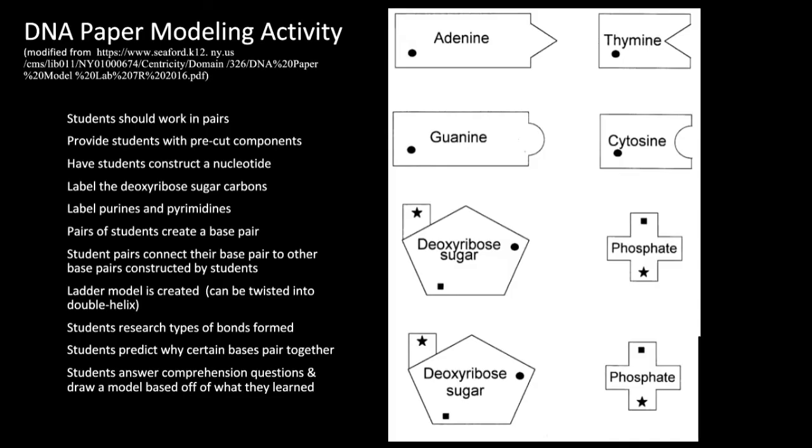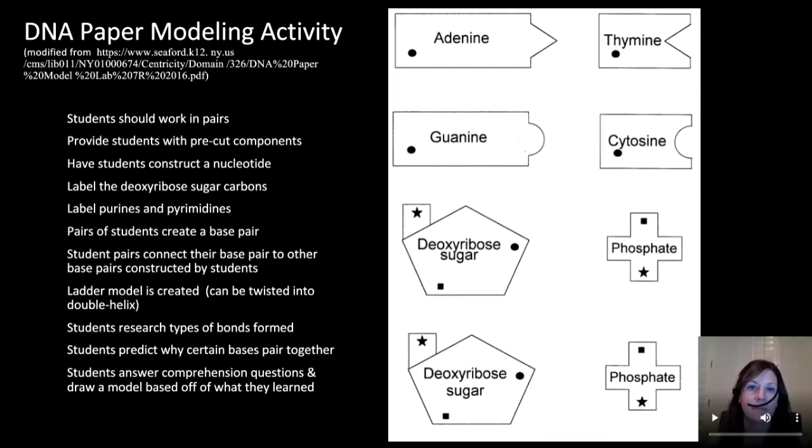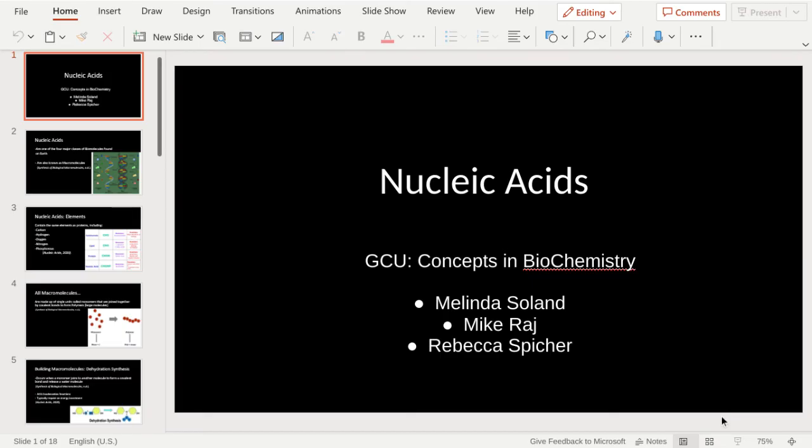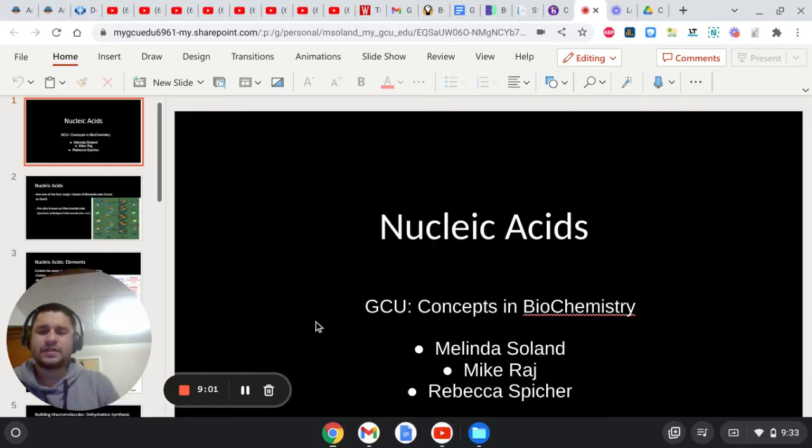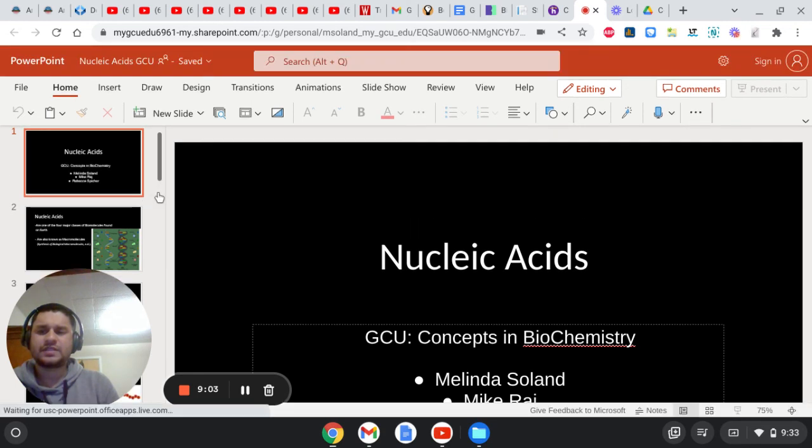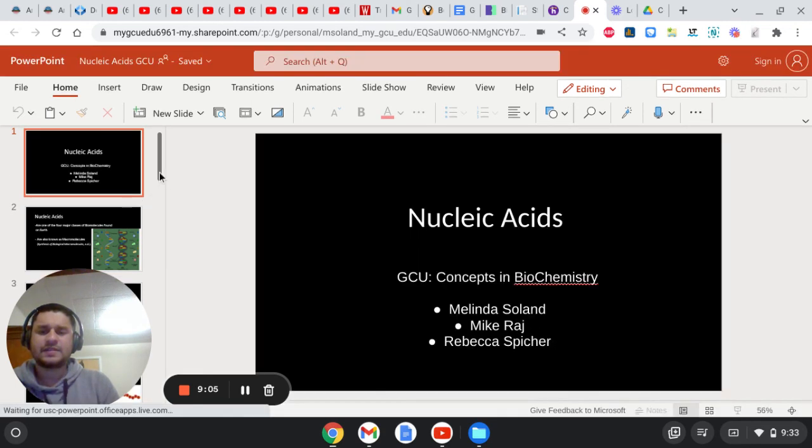DNA paper modeling activity. Here you can see students should work in pairs, be provided with pre-cut components, construct a nucleotide, label the deoxyribose sugar carbons, label purines and pyrimidines, and so forth. I apologize, there was an error over there.